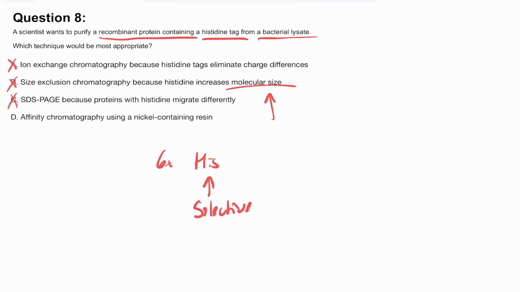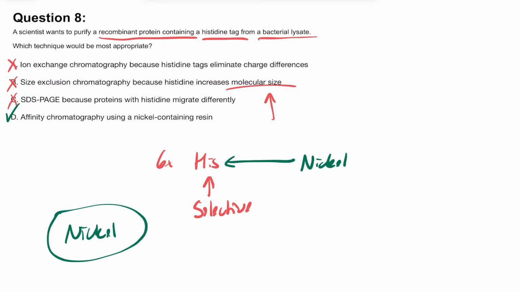And then D, affinity chromatography using a nickel-containing resin. And that's correct. Remember, nickel is a selective way to bind for histidine. And so if you have nickel in a resin, that means any protein that floats by with the histidine tag is going to bind to it strongly. And so you can control for this by letting all proteins get flushed out of the cell, and then only proteins with histidine are bound to the nickel.